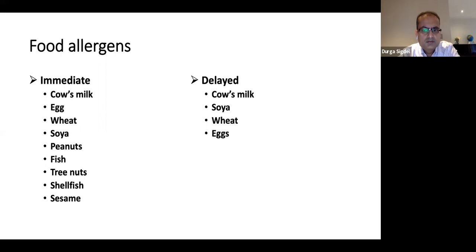The foods commonly causing delayed type of allergy are milk, egg, wheat, and soya. So milk, egg, wheat, and soya can cause immediate type and delayed type of allergy. And most of the time we see milk, wheat, and egg causing eczema flare-up and other GI symptoms.